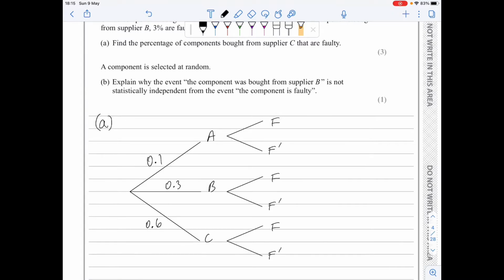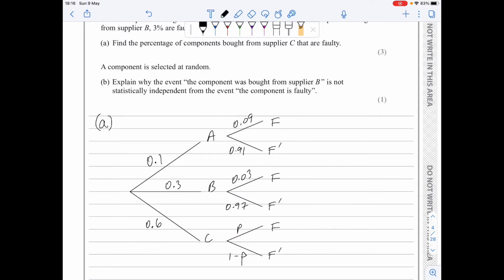Now for the first faulty one, I'm going to have 0.09, so 0.91 for the not faulty. From B, the faulty one is 0.03, so not faulty is 1 minus this one, 0.97. And for the third one, since I don't know it, I'm going to put a P and 1 minus P below. Now I'm given that the probability of being faulty is 6%. So I'm going to calculate these 3 products, add them up, and equate them to 0.06.